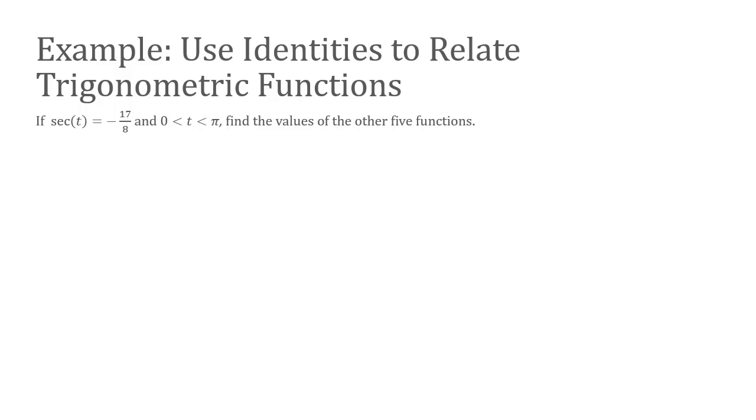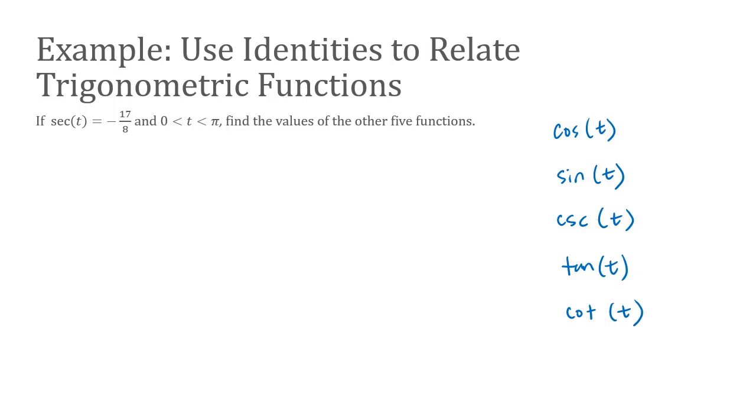So let's take a look at an example. If the secant of t is equal to -17/8 and the angle t is between 0 and pi, find the value of the other 5 trigonometric functions. So we are told the value of the secant of t. So the other 5 trigonometric functions are the cosine of t, the sine of t, the cosecant of t, the tangent of t, and the cotangent of t.